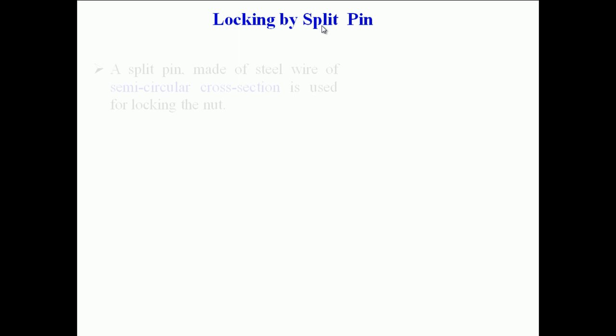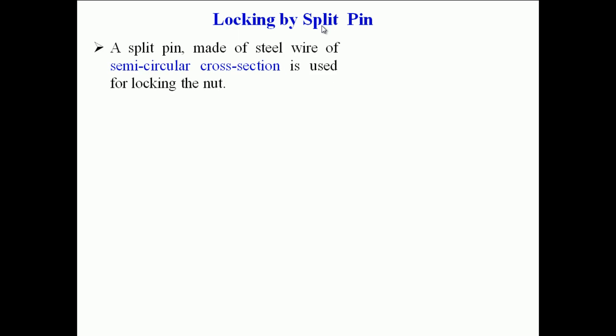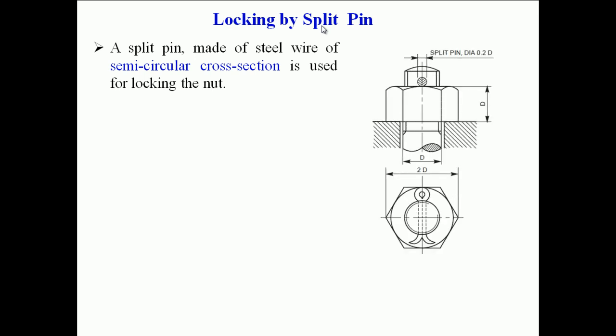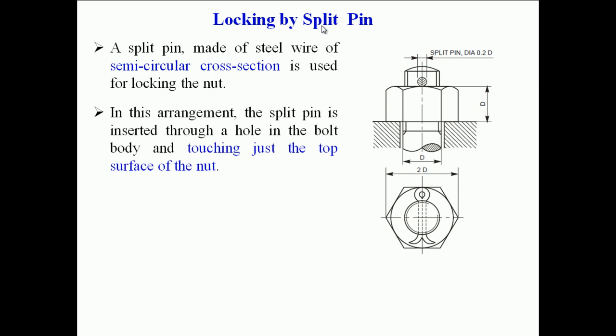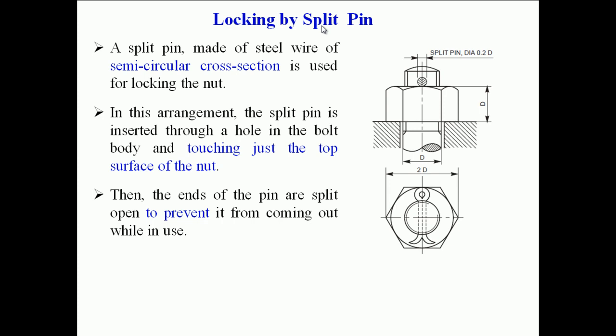So locking by split pin. A split pin made of steel wire of semicircular cross section is used for locking the nut. This is the schematic representation, the assembly, the front view and the top view. In this arrangement, the split pin is inserted through a hole in the bolt body and touching just the top surface of the nut. Then the ends of the pin are split open to prevent it from coming out while in use. By seeing the actual assembly, you can understand what is locking by split pin. So this is the split pin.